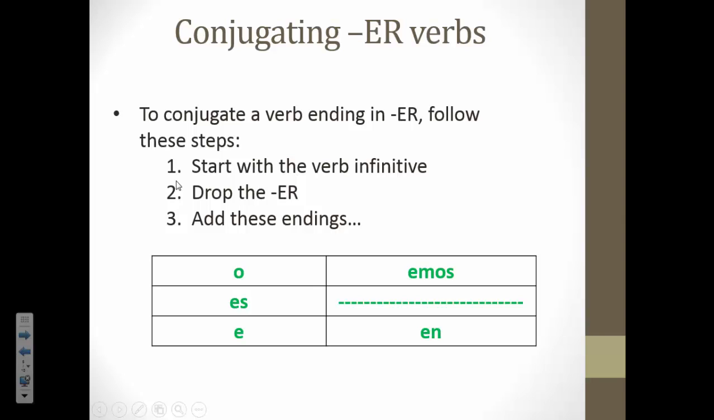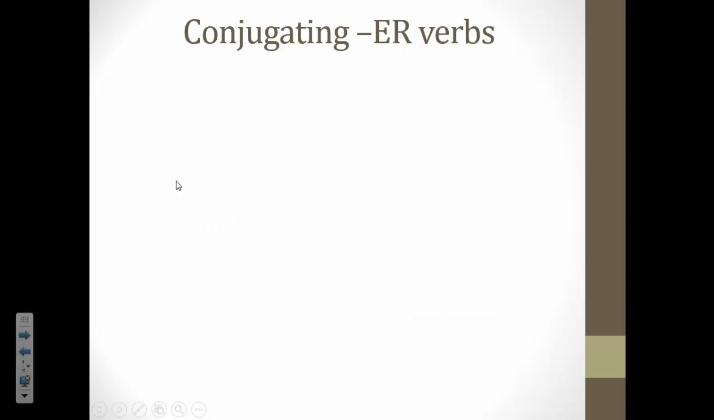Okay, we'll drop the ER and add O, but notice instead of AS, we have ES for the tú form. Él, ella, usted will end in E instead of A. Nosotros will end in EMOS instead of AMOS, and ellos, ellas, ustedes will end in EN instead of AN. So it's exactly the same. You're just going to substitute out the A for an E to conjugate an ER verb.